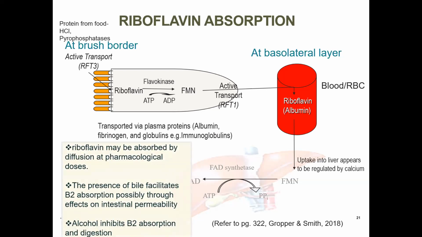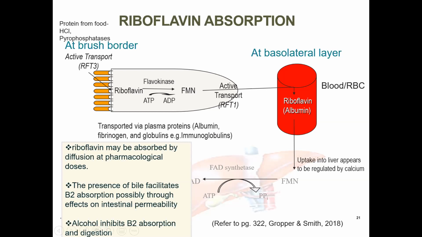But again, if the body needs it, and if I'm taking a multivitamin with a high dose of vitamin Bs, then by simple diffusion, I can absorb that riboflavin. And like any other vitamin B, alcohol inhibits B2 absorption, and the presence of bile can facilitate B2 absorption, maybe because it is supporting the intestinal permeability. Not supporting, sorry, supporting intestinal impermeability should be the right word.